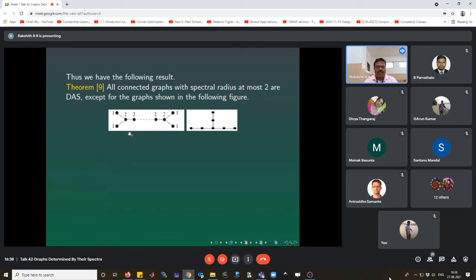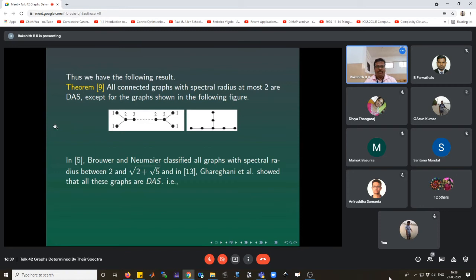The first graph has spectral radius 2, and it is co-spectral with the union of the cycle C4 and a path. The second graph is co-spectral with the cycle C6 and an isolated vertex. So except these two graphs, all graphs with spectral radius at most 2 are determined by the adjacency spectrum. Also, the connected graphs with spectral radius between 2 and a number almost close to 2 are determined by the adjacency spectrum.